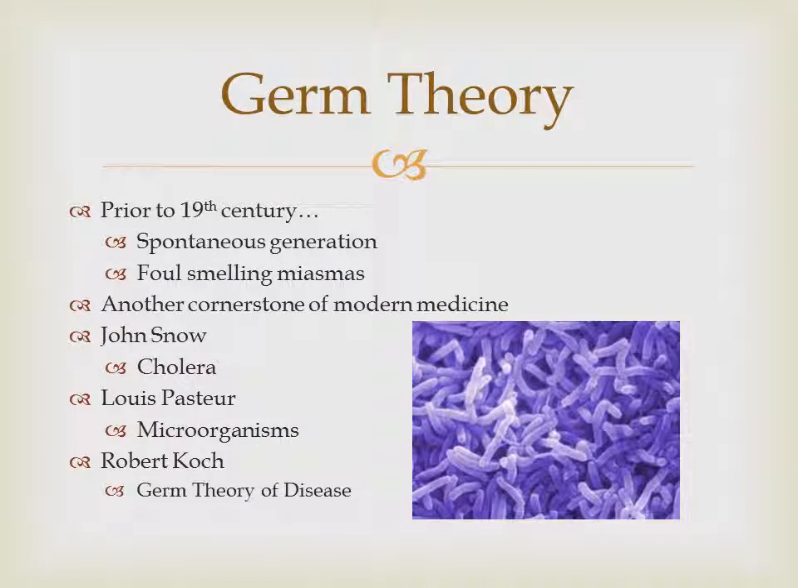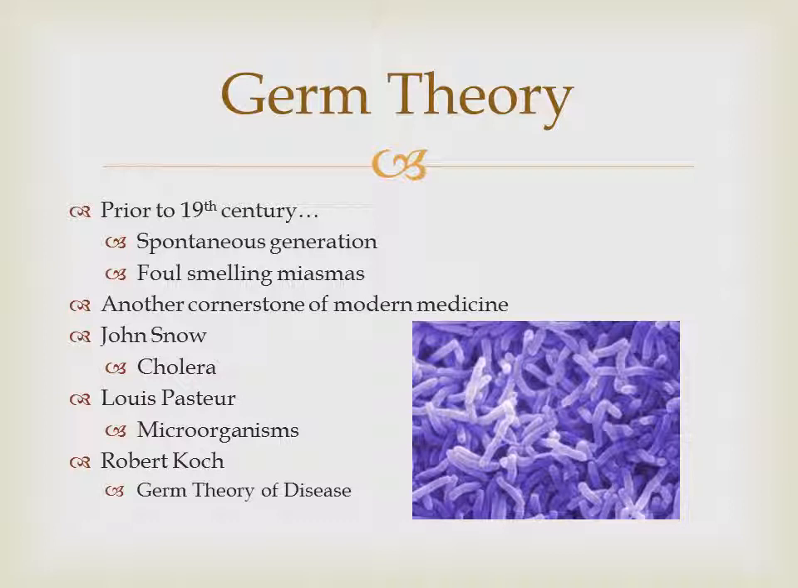After the cell theory came the germ theory. Prior to the 19th century, they believed in spontaneous generation, which is what I had said on the slide before this, which Virchow put to rest. They also believed that foul-smelling miasmas, also known as air containing particles of rotting matter, were the culprits behind major epidemics like cholera. This theory was another major cornerstone of modern medicine.